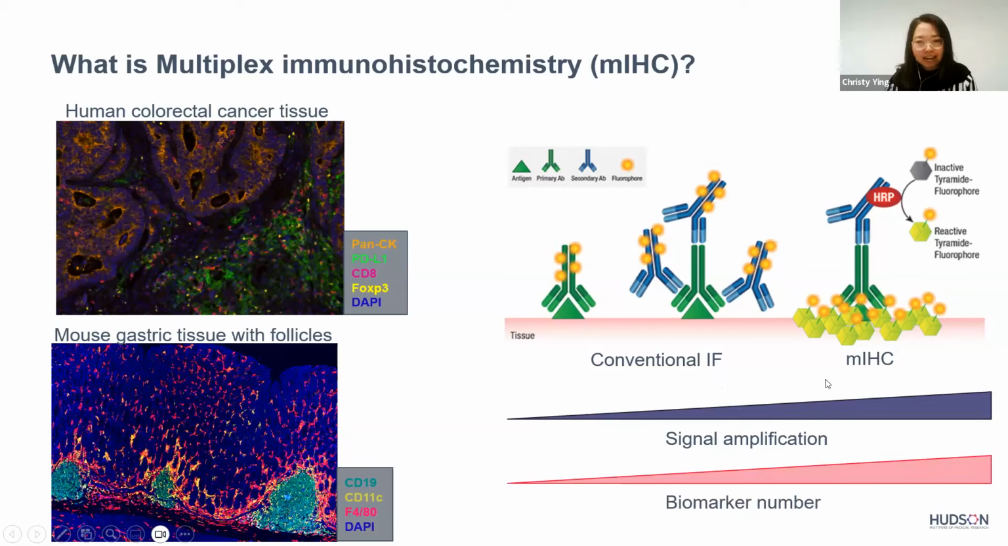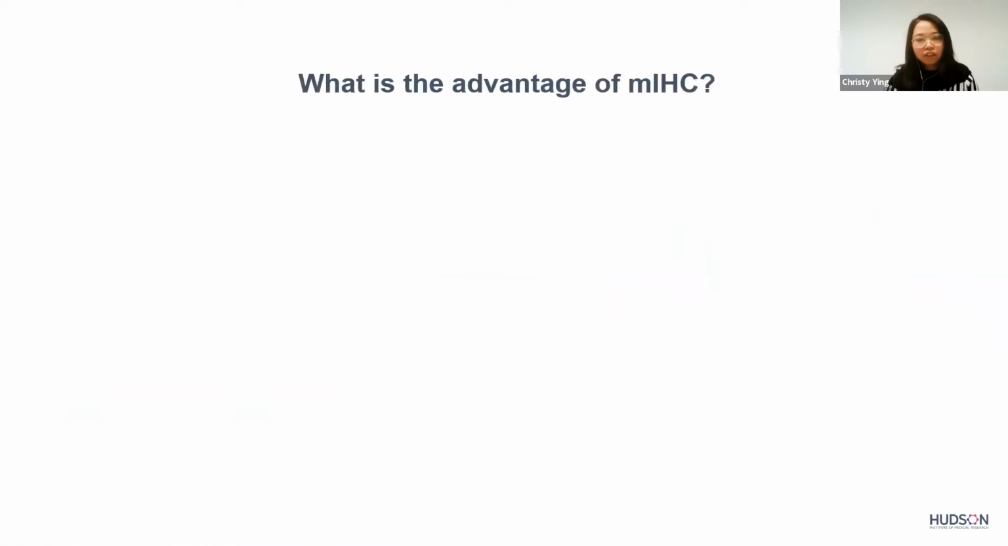It also allows more biomarkers, because for indirect IF staining we have limited antibody options, as we need to use antibodies derived from different species, while for multiplex IHC we could use antibodies raised in the same species many times. So what's the advantage of this technology?